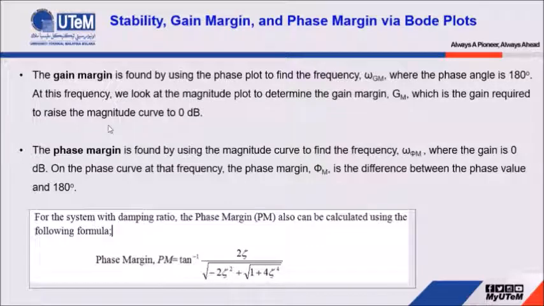While the phase margin is found by using the magnitude curve to find the frequency omega pm, where the gain is equal to 0 dB. On the phase curve at that frequency, the phase margin PM is the difference between the phase value and 180 degree or negative 180 degree, depending on whether the component is in the numerator or denominator. For a system with a damping ratio, involving zeta, the phase margin can also be calculated using the following formula: PM equals inverse tangent of 2 zeta divided by the square root of negative 2 zeta square plus the square root of 1 plus 4 times zeta to the power of 4.